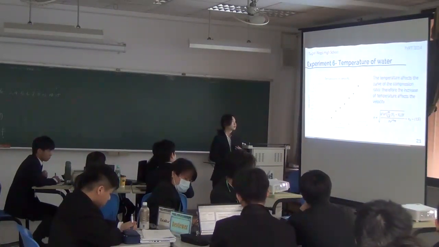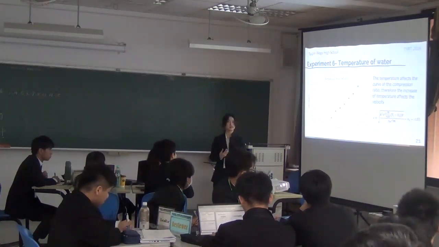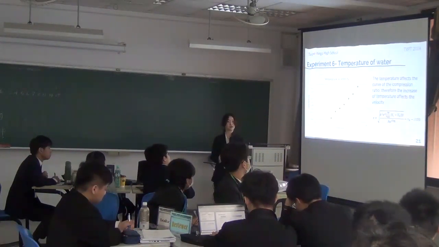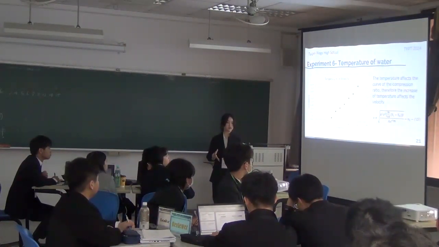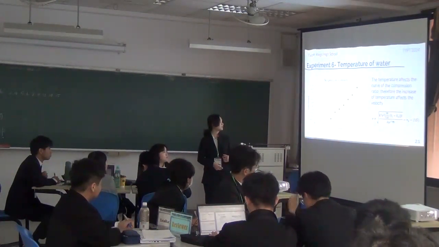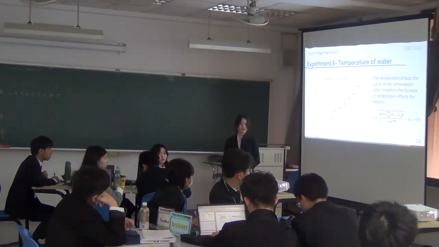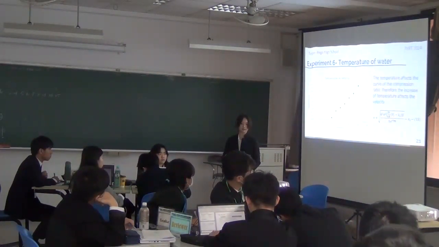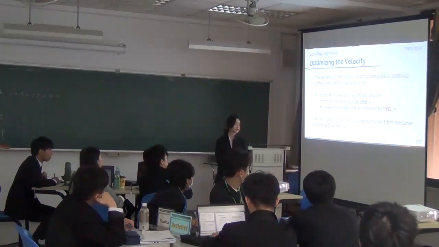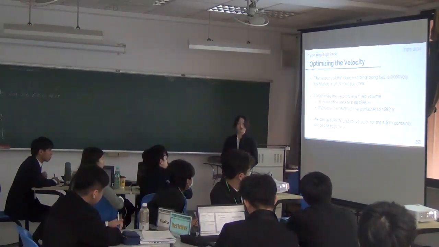Next, we did an experiment on the different temperature of the water because, as I said in the introduction, the temperature affects the curve of the compression ratio. So throughout the whole system, the compression ratio changes. And from the result, we can see that the increase of temperature affects the velocity. As the temperature increases, the velocity increases because the compression ratio is larger. So yes, we have to optimize the velocity, as the prompt says.